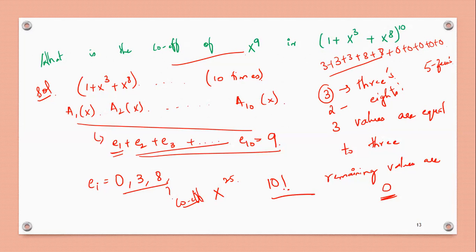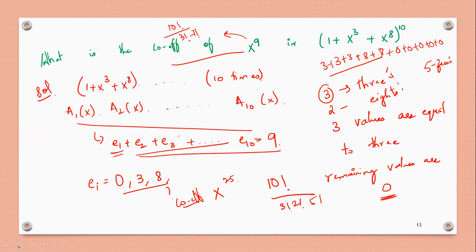So in that case, the coefficient of x power 25 is 10 factorial by 3 factorial, since we are taking 3 threes, which can be any of the 10 values, then 2 factorial for the 2 eights, into 5 factorial. Similarly, for x power 9, you can guess now, the solution will be 10 factorial by 3 factorial for the 3 threes, and the rest 7 values are 0, so 7 factorial. So this is the coefficient of x power 9.